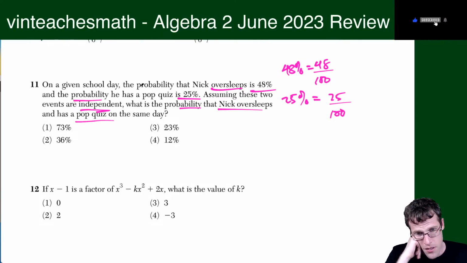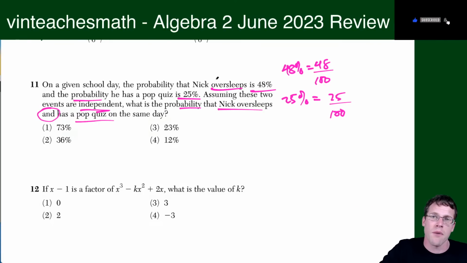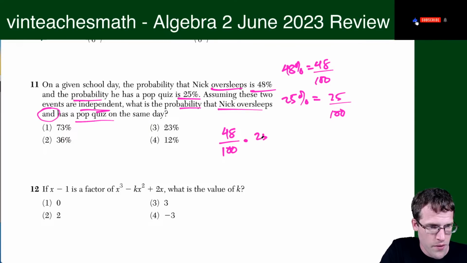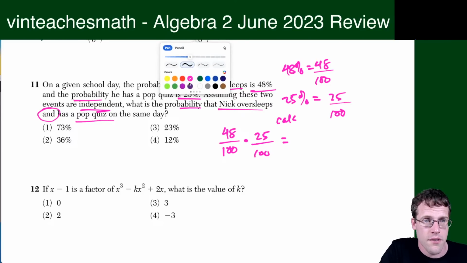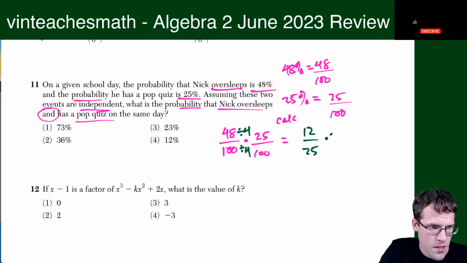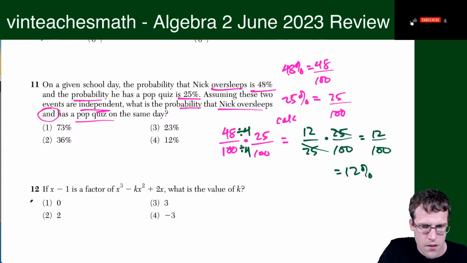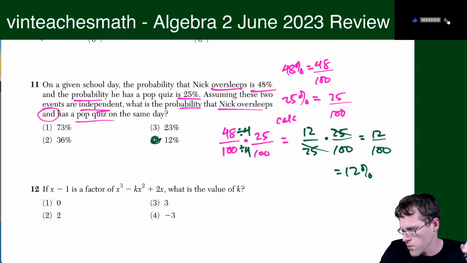Okay. So here, the probability that Nick oversleeps and has a pop quiz, we multiply the probability that he oversleeps by the probability he has a pop quiz. So we're doing 48 out of 100 times 25 out of 100, which is calculator. All right, if you want to be really slick, ready for this? So no calculator, style points. Divide top and bottom by 4. That's 12 over 25 times 25 over 100. 25 over 25 cancels. This is 12 over 100. And 12 over 100 is 12%. Okay, so 12%. All right, that's way cooler.